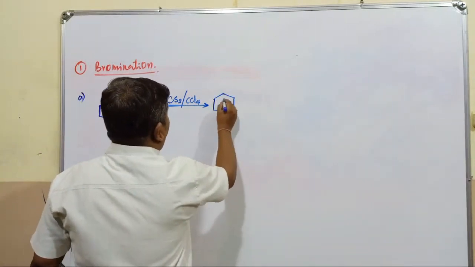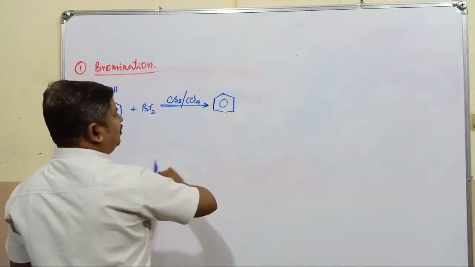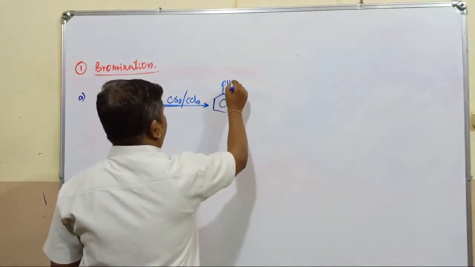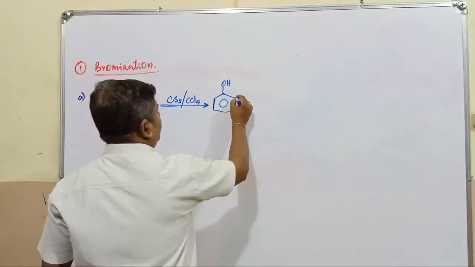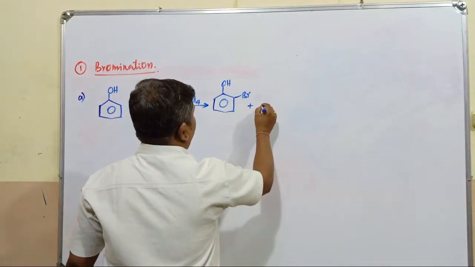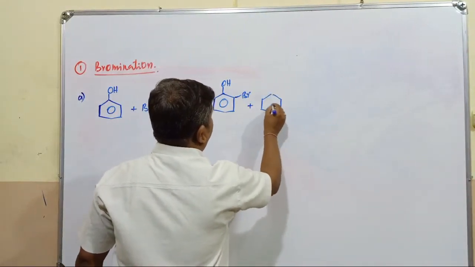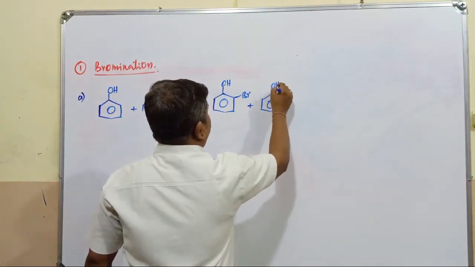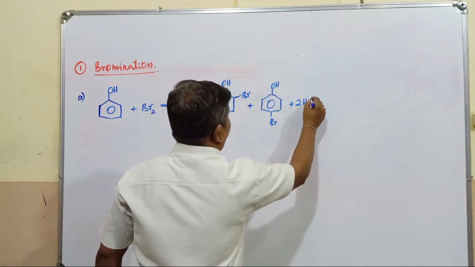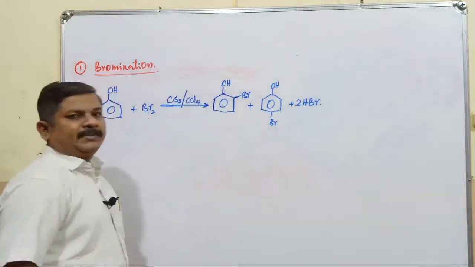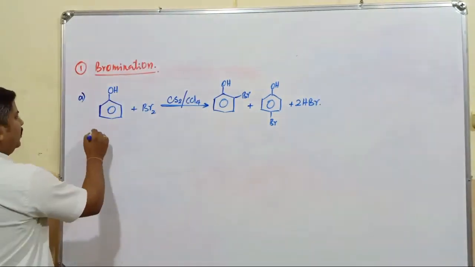What is the electrophile generated in case of this one? Br+. This is OH, no doubt. What's the nature of OH group? Ortho and para directing group. This is Br. One more product is possible. This is OH and Br, plus 2 moles of HBr.